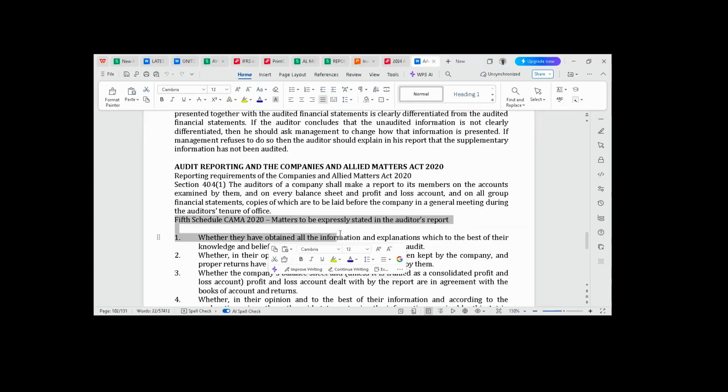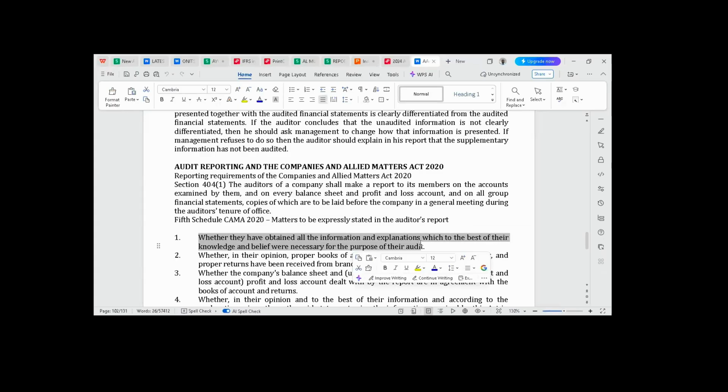That is, look at the auditor's report. The following information must be stated in the auditor's report. Number one, whether the auditor have obtained information and explanation which, to the best of their knowledge and belief, were necessary for the purpose of the audit. That is, the auditor has been able to obtain sufficient and appropriate audit evidence to confirm that all information that is contained in the audit report can be what?